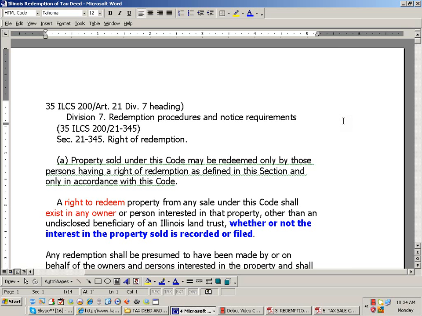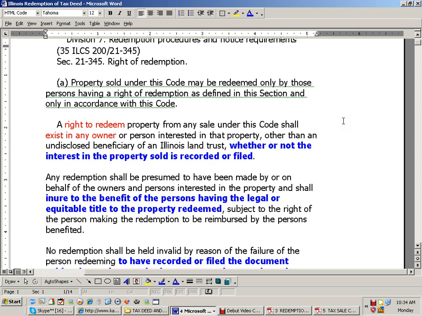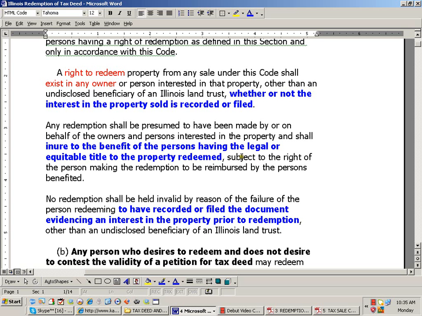Okay, so now this is 21-345, redemption procedures and notice requirements. You got that one? 345, yeah. A right to redeem property from any sale under the code shall exist in any owner or any person interested in that property, other than an undisclosed beneficiary of an Illinois land trust, whether or not the interest in the property sold is recorded or filed. So you are the owner, or at least you have an interest in it, and so you have the right to redeem it. And a redemption shall be presumed to have been made by and on behalf of the owners or persons interested in the property and shall inure to the benefit of the persons having the legal or equitable title to the property redeemed.